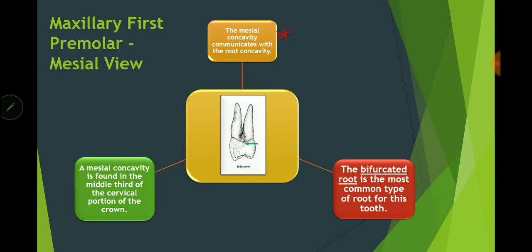The crown concavity communicates with the root concavity, meaning when you see this outline here, you have a concavity, and it extends all the way here. So that's why they say it communicates with the root. Which tooth has the mesial concavity communicating with the root concavity? I say maxillary first premolar. And bifurcated root is the most common type of root form. So I usually have two roots.